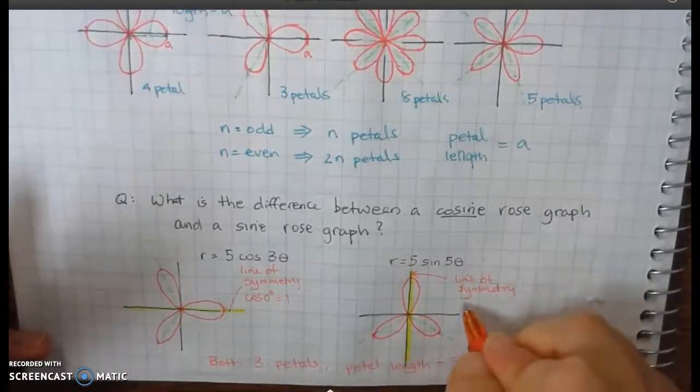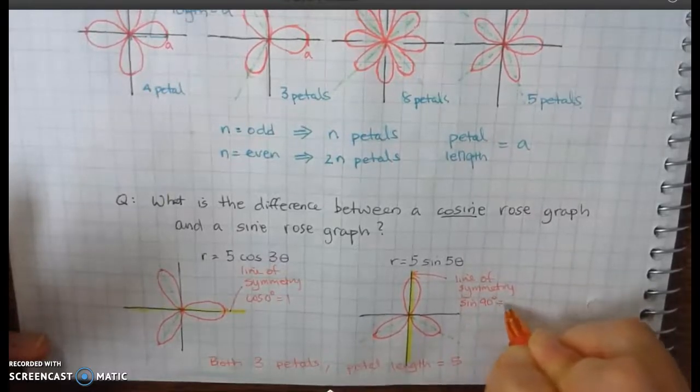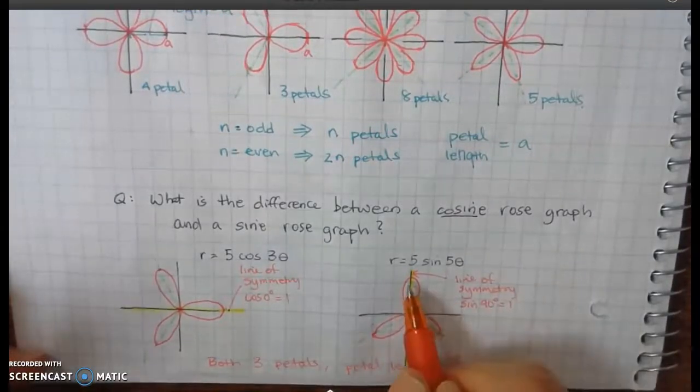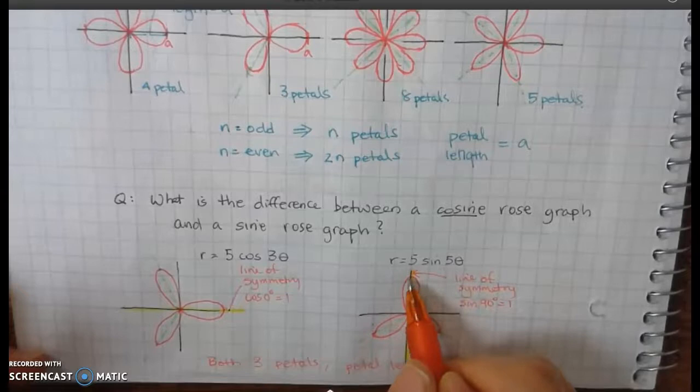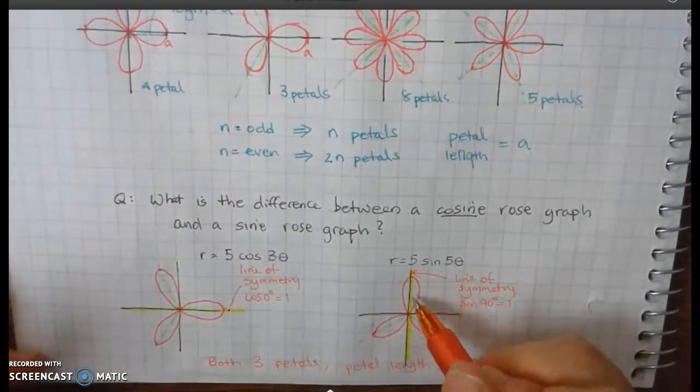And that is because sine of 90 degrees is going to be equal to 1. So you end up with sine of 90 becomes 1. 1 times 5 is going to be this 5. All right, so you're always going to have this paddle there.